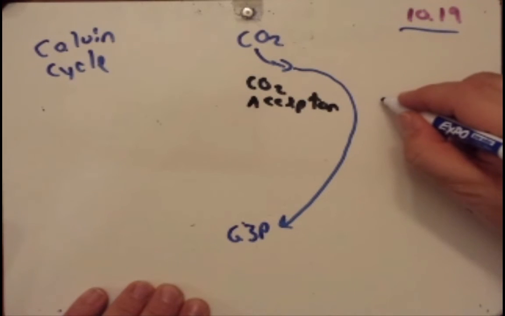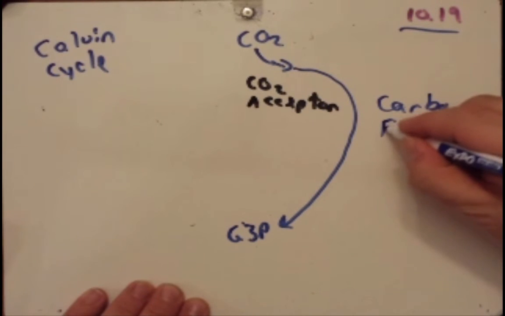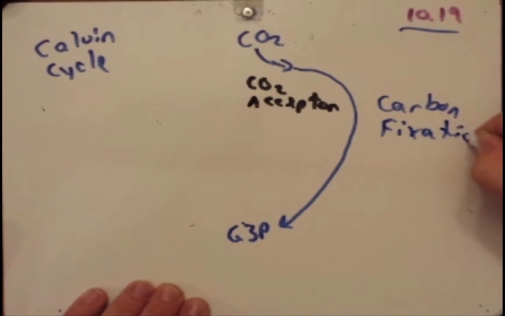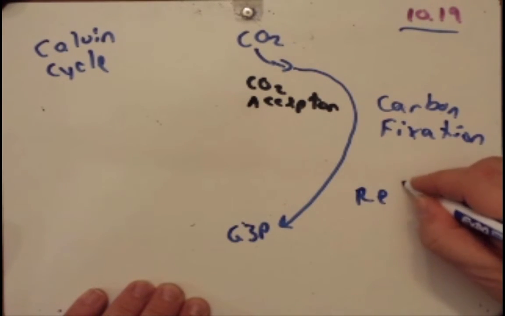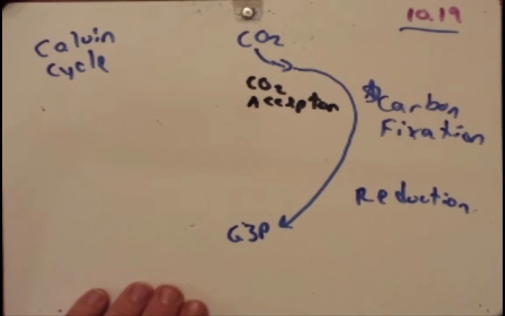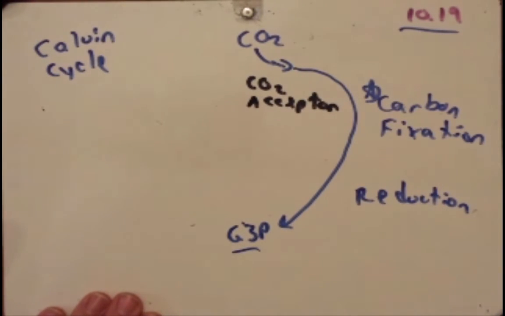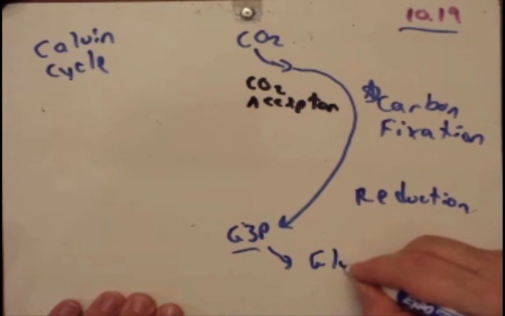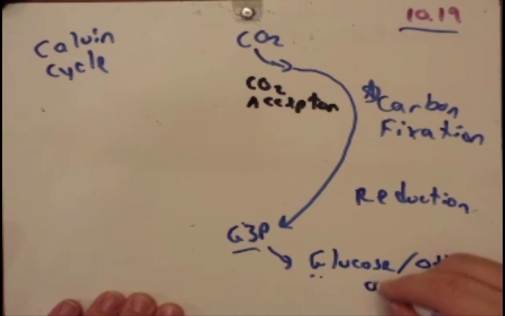We call this first part carbon fixation. And on the bottom part of this, there's a stage that we call reduction. You really need to know carbon fixation because we're fixing the carbon up here so it can enter into this cycle so we can generate G3P. And why is it important that we generate G3P? Because G3P can do two things. One thing it can do is make glucose or other organic material.